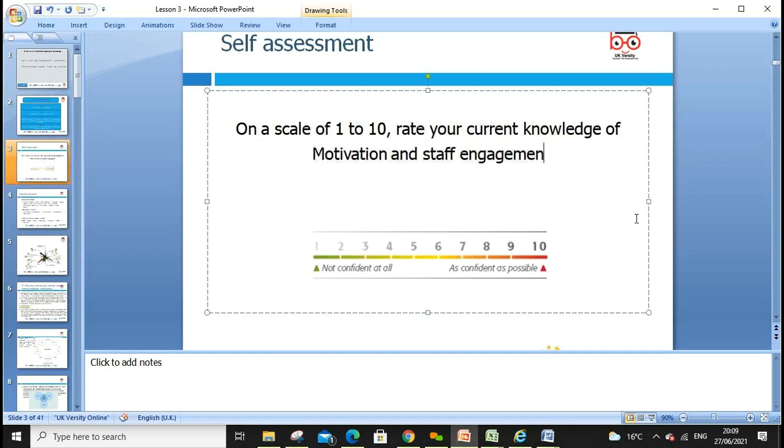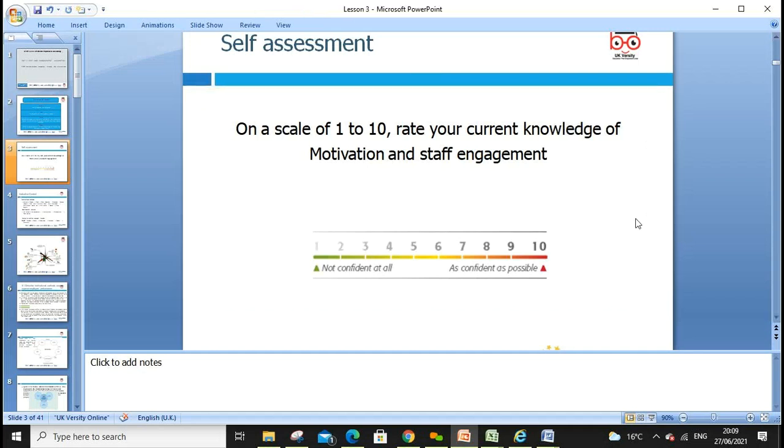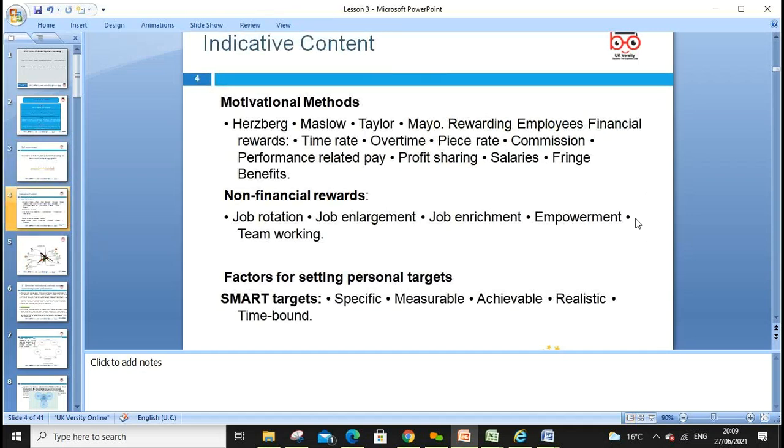So let's ask ourselves a question first. How much do you know about motivation and staff engagement? Anyone, please? Just think about a scale of 1 to 10. What do we know, from 1 to 10?